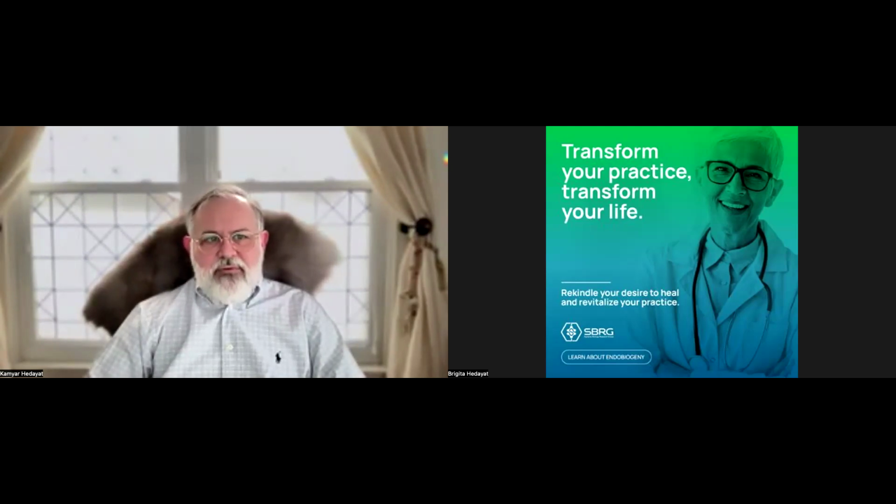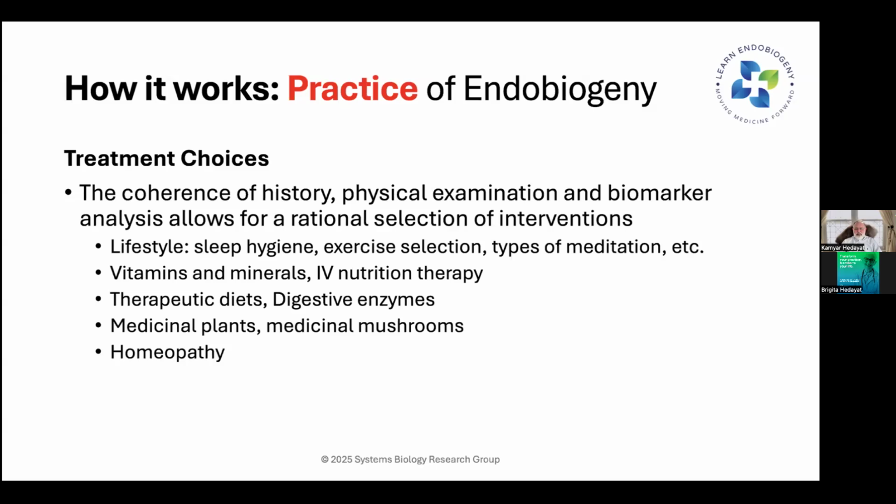Any type of intervention you want to use is an endobiogenic intervention. If it's IV therapy, if it's lifestyle modification, if it's plants, mushrooms, digestive enzymes, vitamins and minerals, homeopathy, acupuncture, manual therapies. There is no treatment that's not endobiogenic. Even chemotherapy and surgery are endobiogenic if you understand the reason and the need within the terrain and the patient's potential for self-healing or lack of potential for self-healing.